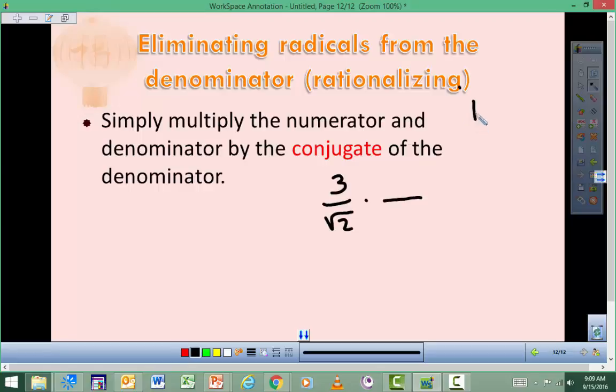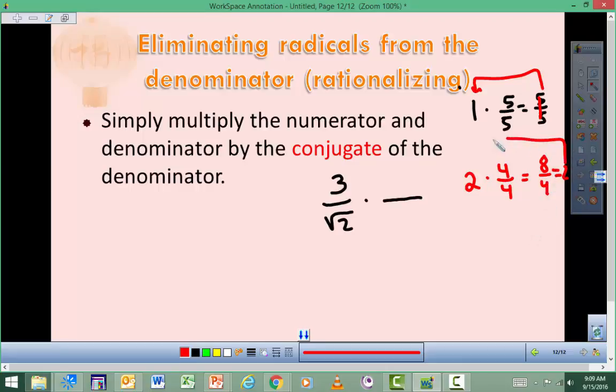If you had 1, you could multiply by 5 over 5, and this becomes 5 over 5, right? And so it's still equal to 1, right? And you have 1 here, which is equal to that, right? So you're allowed to multiply any number by a number divided by itself. So you could take 2 and multiply it by 4 over 4, and in this case you get 8 over 4, and that of course is equal to 2. And see, so you're always allowed to multiply by a number divided by itself. Make sense? And it's still equivalent.